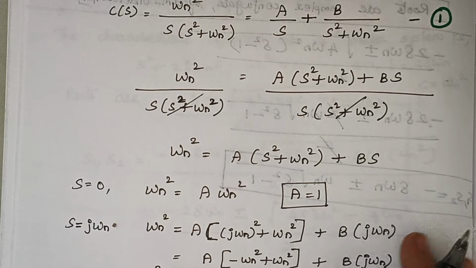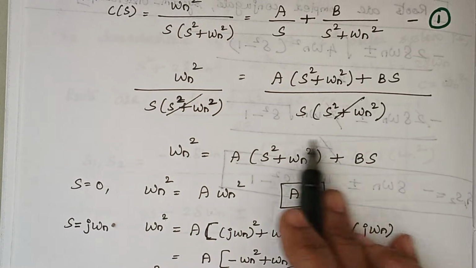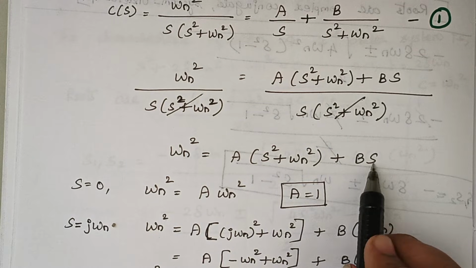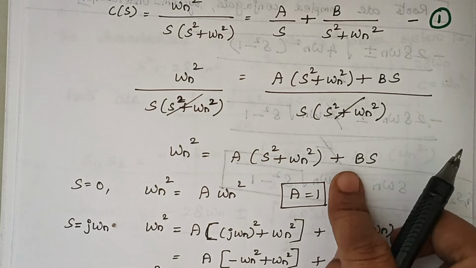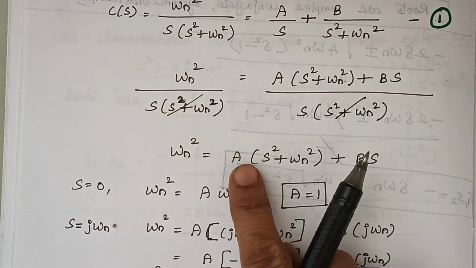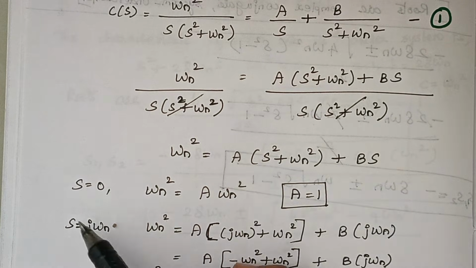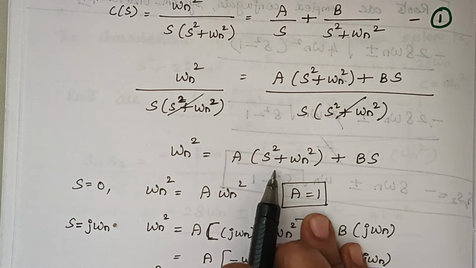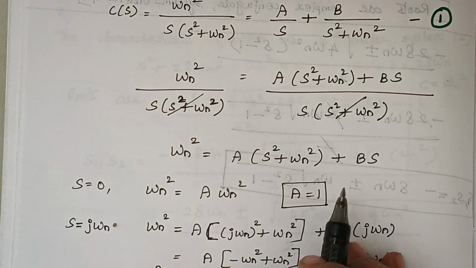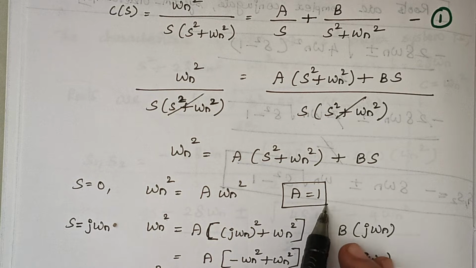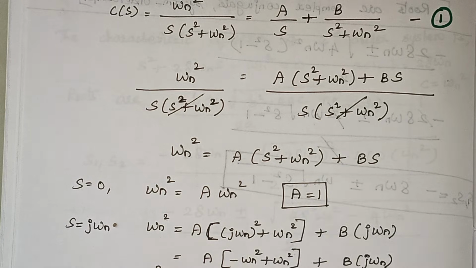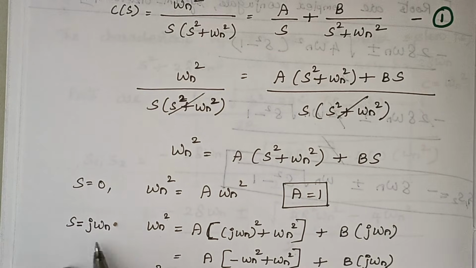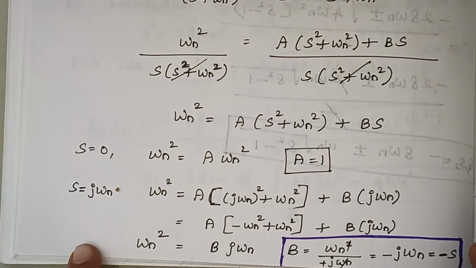So for finding the value of A, you see when you look closely, when you substitute the value of S equal to 0, this term reduces to 0 and we can easily find the value of A. So here just substitute S equal to 0. So when you substitute the value of S equal to 0, here you will be having the value of A is equal to 1. Right. And to find B, just substitute the value of j omega n.